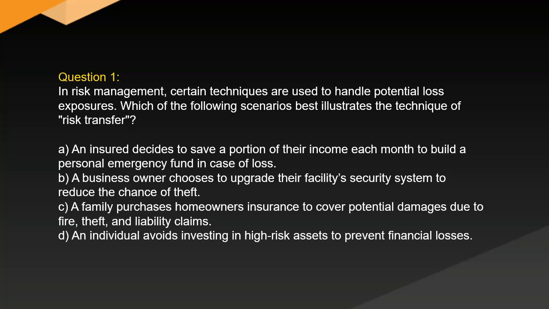A. An insured decides to save a portion of their income each month to build a personal emergency fund in case of loss. B. A business owner chooses to upgrade their facility's security system to reduce the chance of theft. C. A family purchases homeowners insurance to cover potential damages due to fire, theft, and liability claims. D. An individual avoids investing in high-risk assets to prevent financial losses.